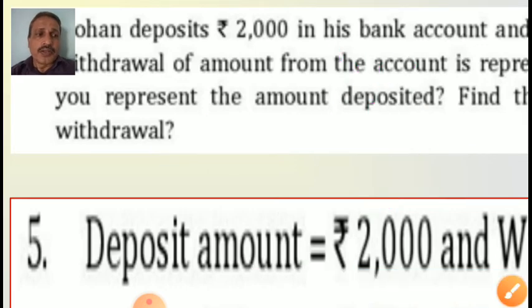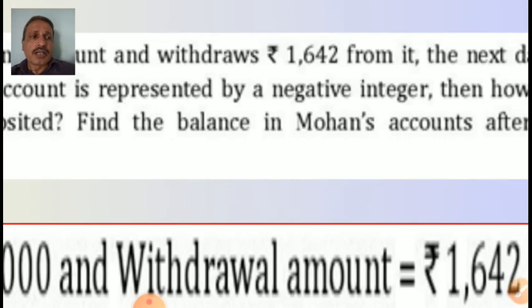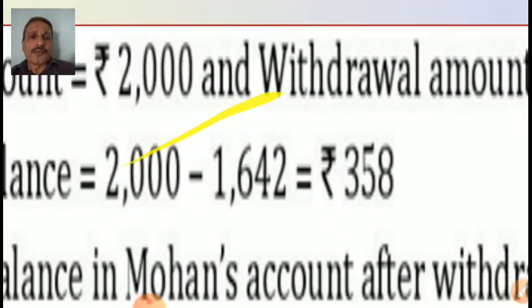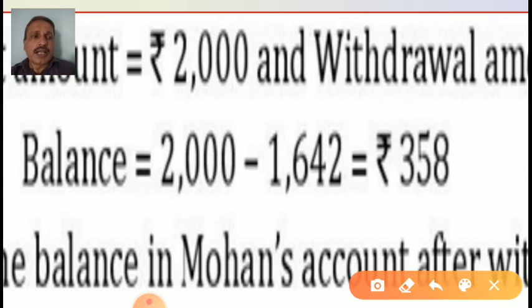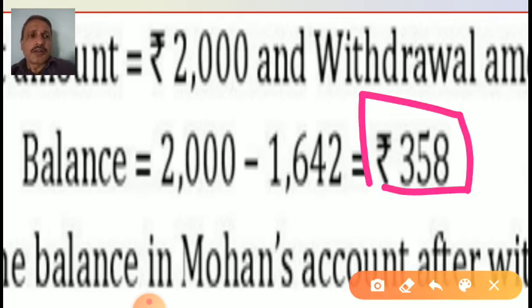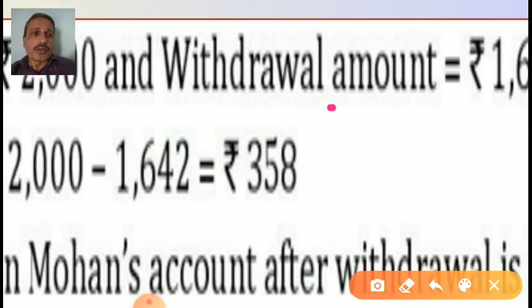So withdrawal comes with a minus sign. Understood? 1000 642. So whenever we subtract this number, we will find 358 rupees balance with Mohan. So we can say withdrawal comes with the minus sign. Do you know how to subtract, or do you want me to show it here? Let's do it. I will show you the subtraction.